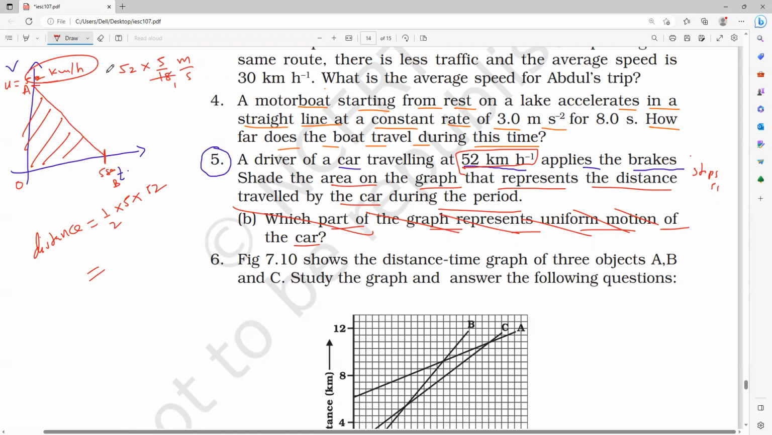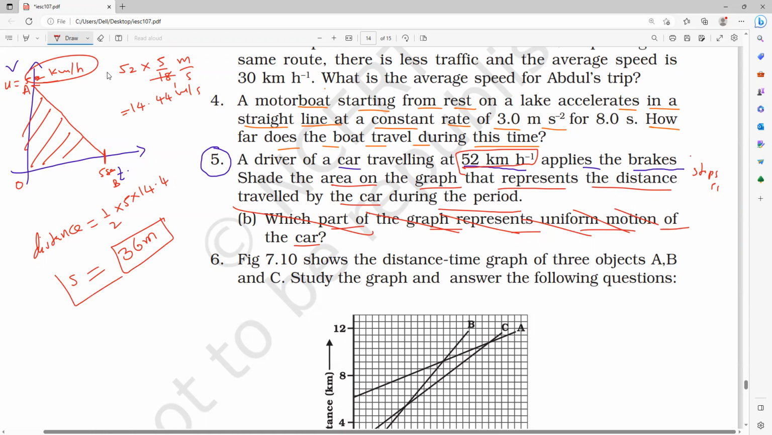Yeah. So convert it, everybody. 52 into 5, 260 divided by 18. So 14.4 will come. Okay, Mari? 14.4. Everybody do it. 14.44 meter per second. So here also 14.4 will come. See how much of a blunder mistake there is in NCERT. Have you all noticed it, guys? If you solve that, what is the area under this? 36 meters will come.